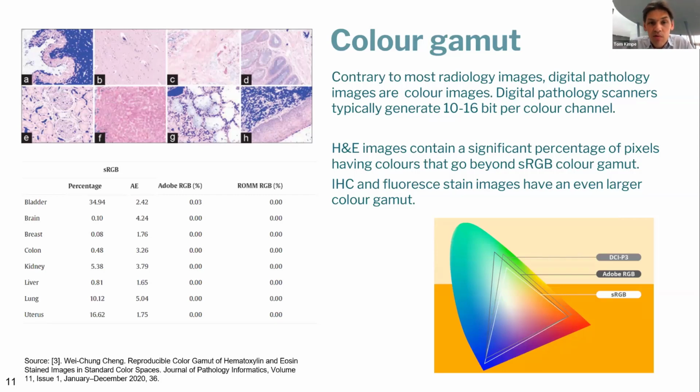To give you an example, if you take typical H&E images, and this is shown in the table and the picture on the left side, on an sRGB display, which is kind of the standard, it's impossible to show all the colors that are present in those H&E images. Quite a number of those pixels, of that information, cannot be rendered on an sRGB gamut. So you typically need a very large gamut in order to be able to show all the colors present in digital pathology images. This holds for H&E images, but it's even more important for IHC, so immunohistology stains, and for fluorescence stains.